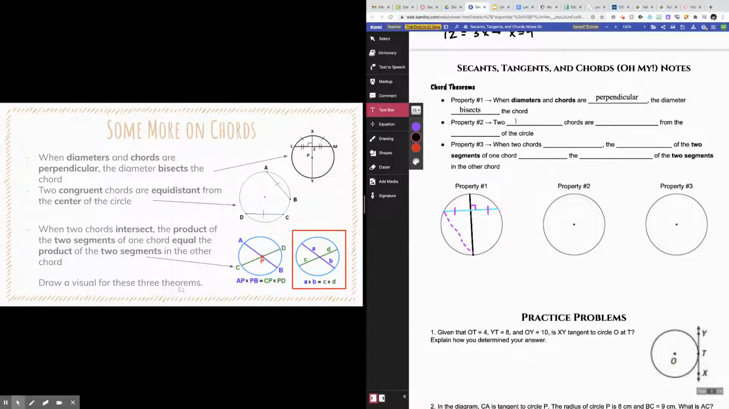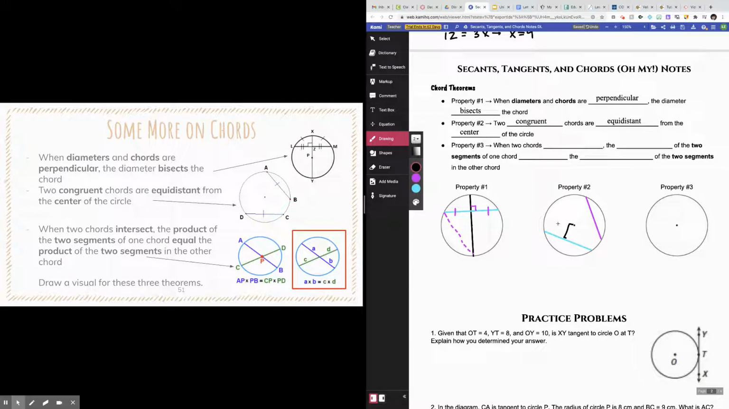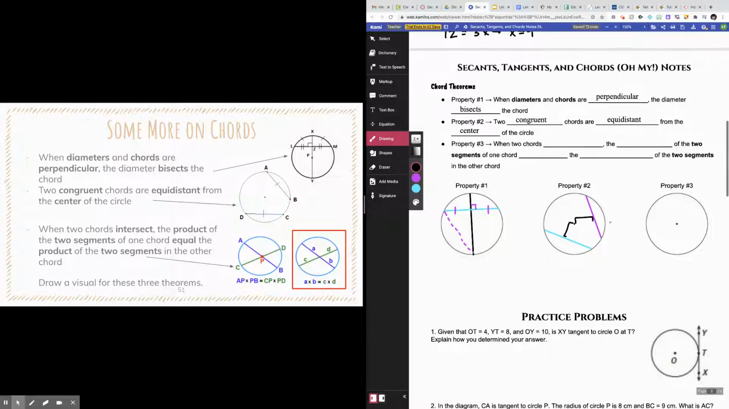Property number 2 states that two congruent chords, meaning chords that are the same length, are equidistant from the center of a circle. So if I draw under property number 2 two chords that are equal in length, I'm doing my very best to make them equal in length here. What this property says is that the distance from the center to this blue chord has to be equal to the distance from the center to this purple chord. Those distances right there are equal.